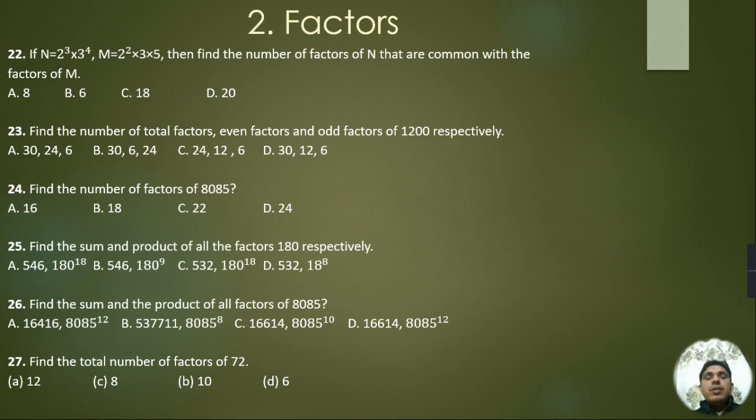Right. So the next thing that we are going to discuss here is factors. You know that any composite number can be written as a product of its factors, right? So here, in question number 22, we have to find the number of factors of n that are common with m. That means here we have to find the total number of factors.